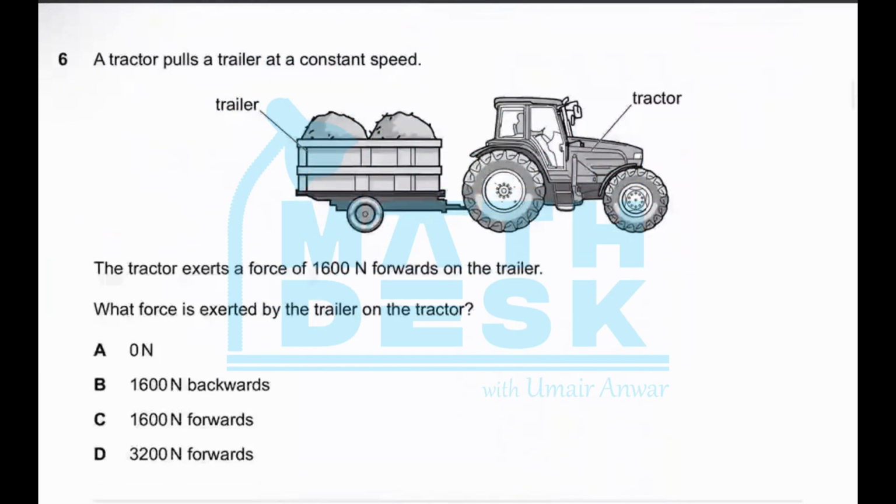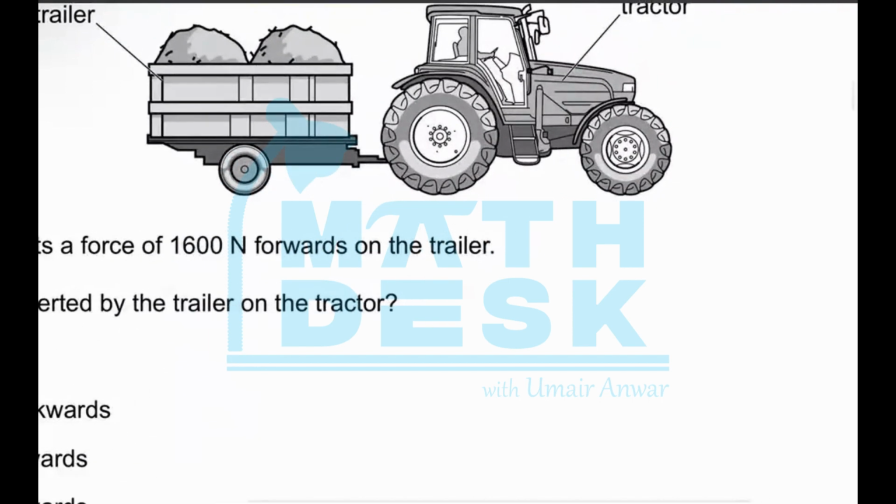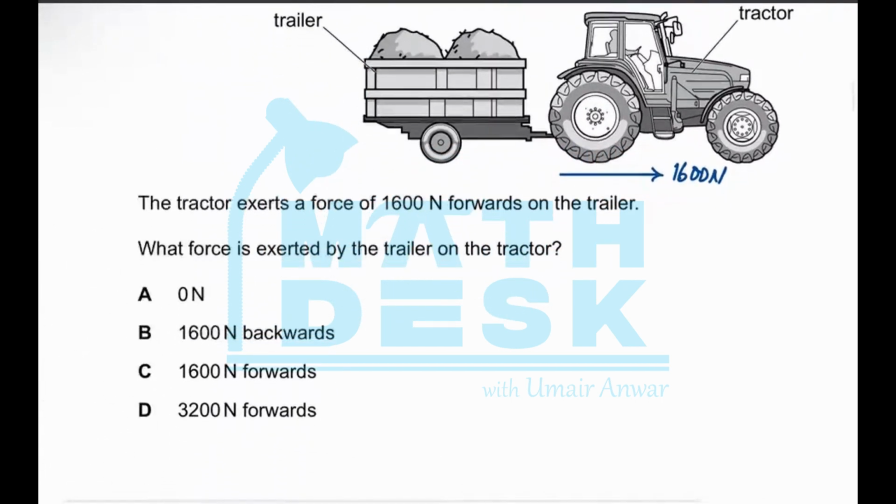Question number 6, it says a tractor pulls a trailer at a constant speed. So this is a very important information, that the speed of the trailer and the tractor is constant. So it means that there is no acceleration over here, and no acceleration means that the net force is also going to be 0. The tractor exerts a force of 1600 Newton forwards. Okay, so this tractor is exerting a force of 1600 Newtons in this direction, and this force is basically pulling the trailer. What force is exerted by the trailer on the tractor?